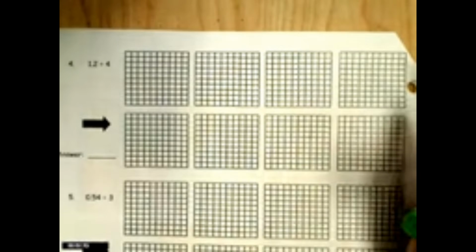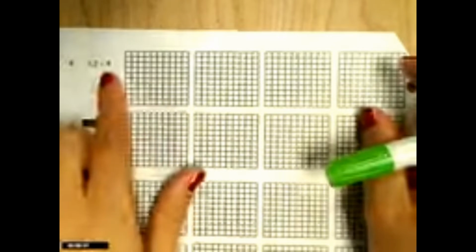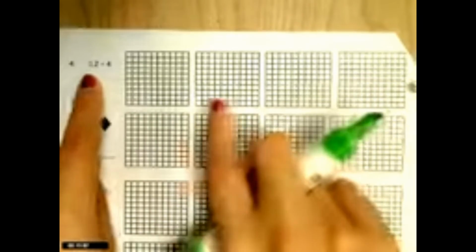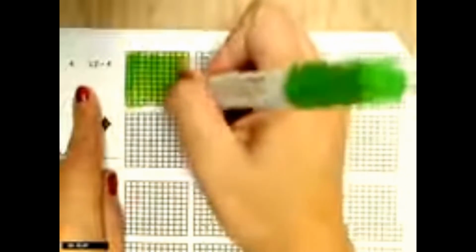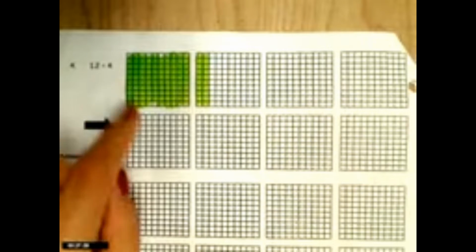Okay, so here's an example of how to model the division of decimals. My first number here is 1 2/10, and it says to divide by 4. The 1 2/10 tells me how many I need to shade in, which is 1 whole and then 2/10. And then this second number tells me how many groups I'm going to have. And so I'll use each one of these squares as its own group.